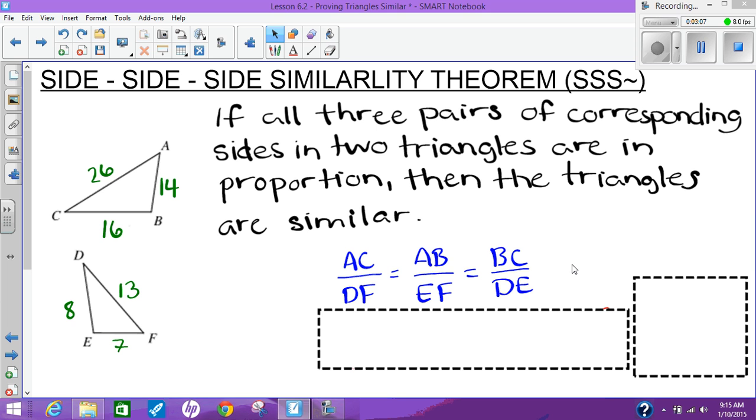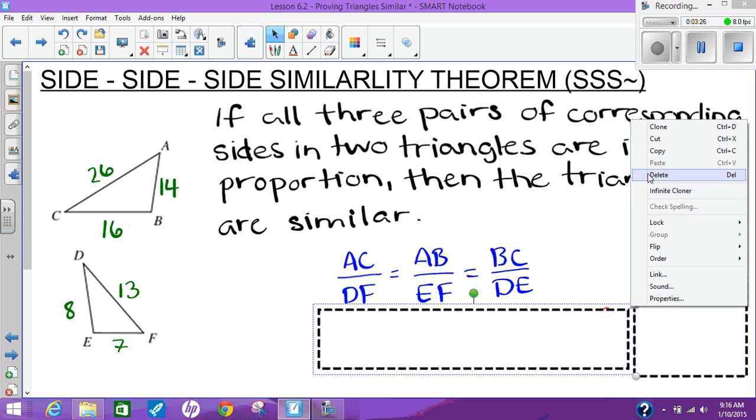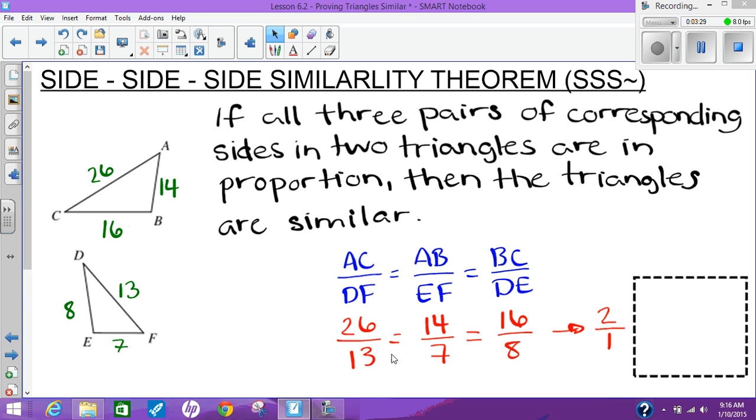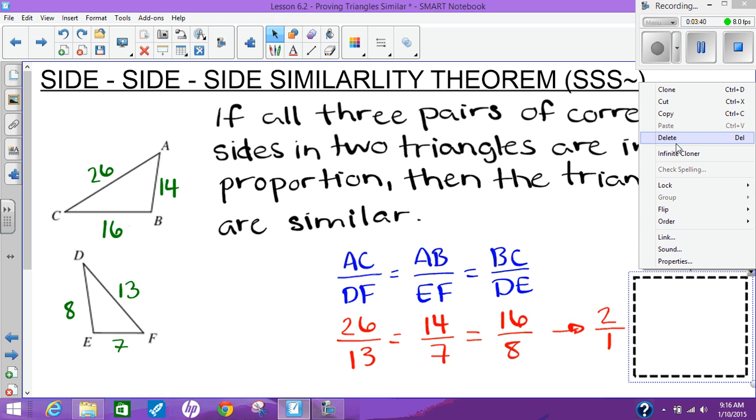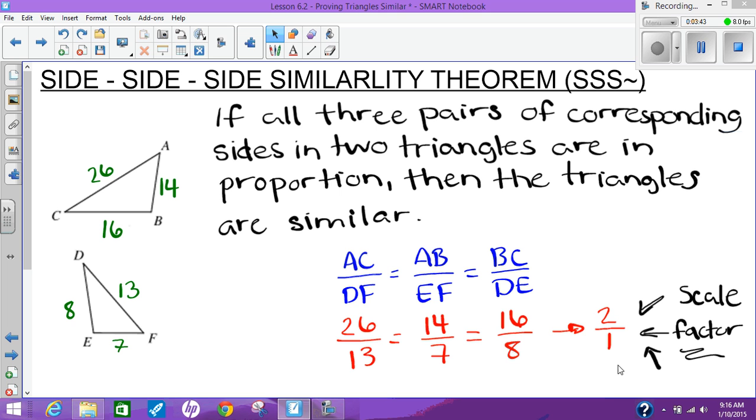So here are the three pairs of corresponding sides written in proportion. The length of AC over the length of DF is equal to the length of AB over the length of EF, which is equal to the length of BC over the length of DE. And we'll write that using the actual lengths. And we can see that all three of these ratios are equal. They all simplify to be 2 over 1. And just as a reminder, that 2 over 1 is the scale factor.